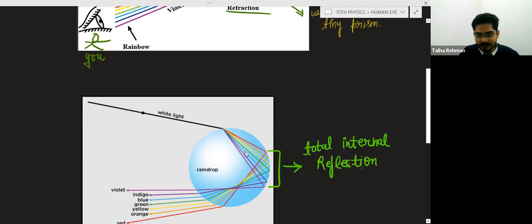This is the splitting of red light, and the red light falls on the surface of the drop and will be reflected again. Now you can see this is a water medium, and this is an air medium or atmosphere. So here refraction will take place. In this way the red light will be there, and accordingly there will be yellow, orange, green, indigo, blue, violet.